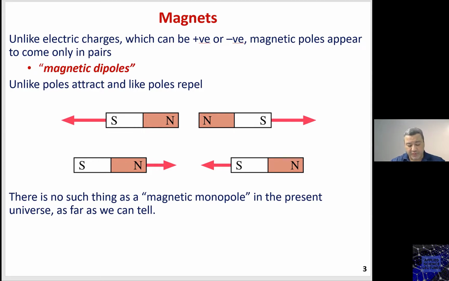Unlike poles attract, similar or like poles repel. As you can see, if you bring two magnets trying to bring the north closer to each other, they will repel each other. The opposite is when you bring the north toward the south, you will see that there will be an attractive force between them. So magnets do not exist in monopole as charges, like the positive charges and negative charges. Magnets do exist in dipoles.